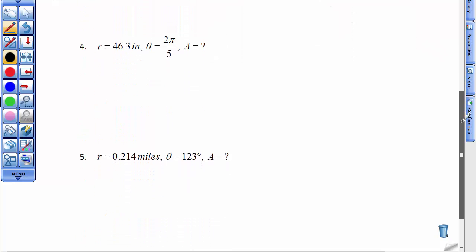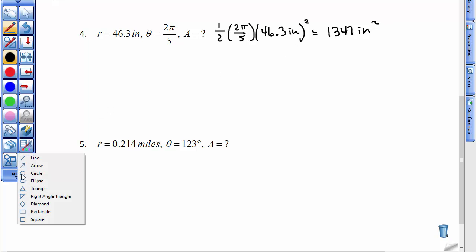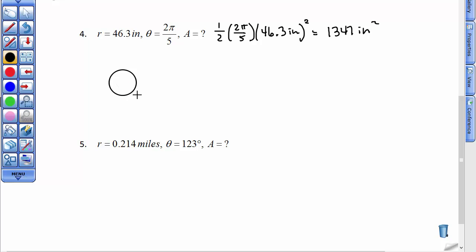Number 4 is ready to go as well. Number 4, the angle theta is in radians too. So this has not got a degree symbol. Matter of fact, it's in terms of pi. So I'm ready to go ahead and take 1/2 theta times the radius of 46.3 inches, square that, and when I do, I get 1,347 square inches.